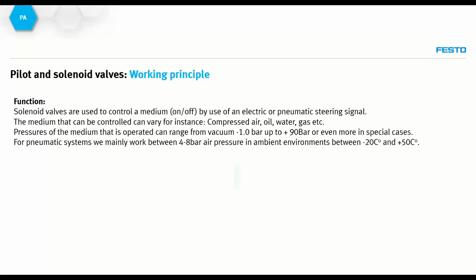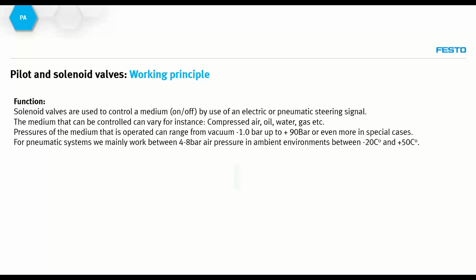If we think about pressures, we not only look into positive pressures, but there is also the possibility to control vacuums. So in terms of the spectrum, and also with our Festo range, we are mainly looking from -1 bar, which is a vacuum, up to +90 bars. But even higher pressures can be achieved in certain cases. For pneumatic systems, we mainly work with 4 to 8 bars to drive and control pneumatic equipment. At the same time, the ambient environments are on average between -20 and 50 degrees. In certain cases, they can be higher, especially outdoor applications here in the Middle East.